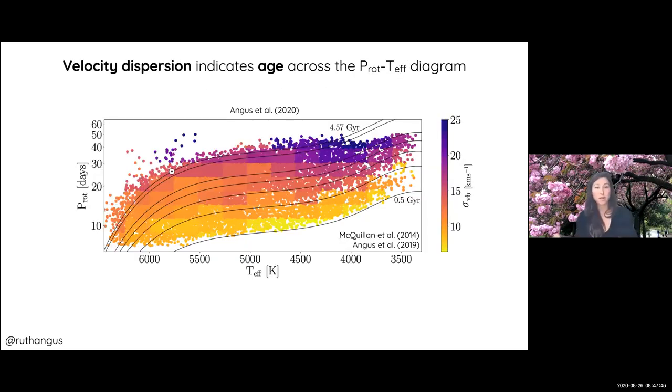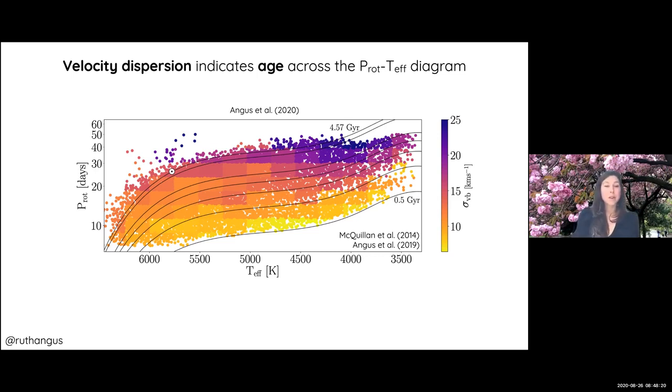So here's what we actually did. We took a grid in rotation period in log space and effective temperature, and we calculated the velocity dispersions of stars over this grid. In this figure, the colors of the points here are the velocity dispersions. And then we interpreted velocity dispersion as an age proxy. We didn't actually calculate kinematic ages in this paper. We just interpreted velocity dispersions.